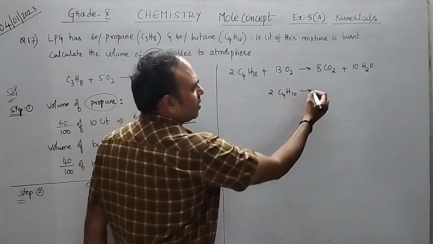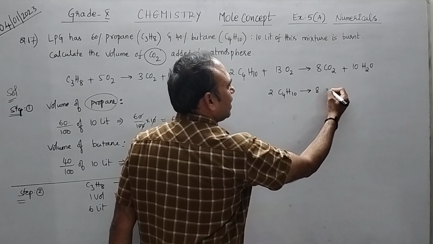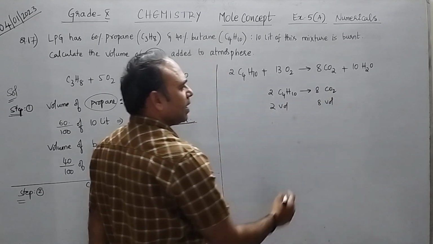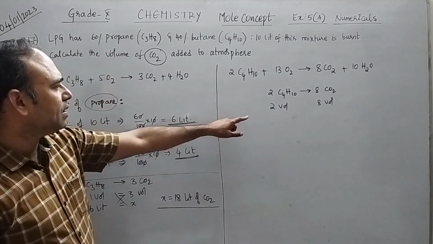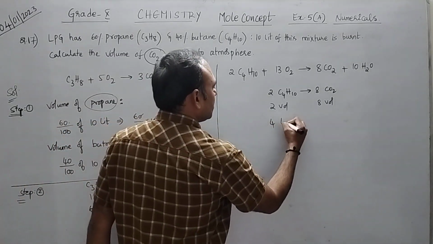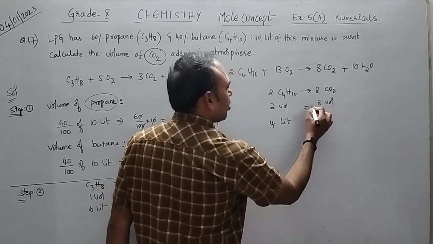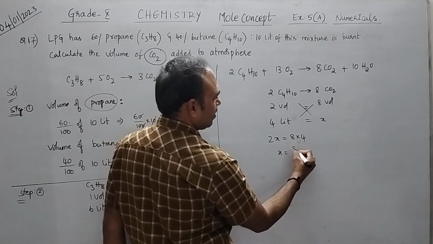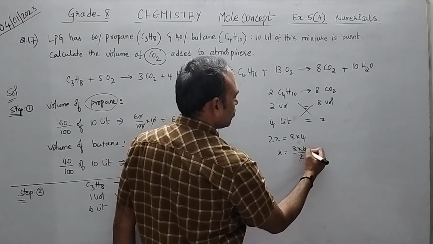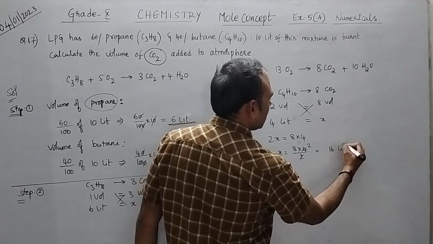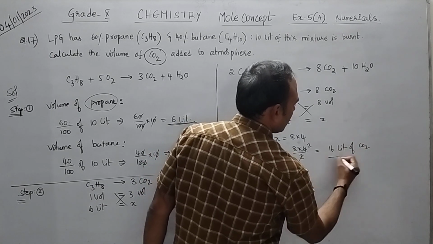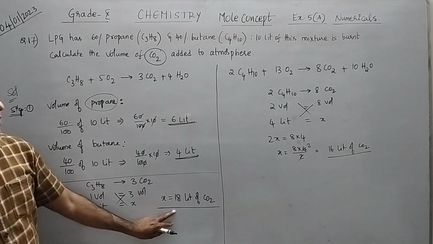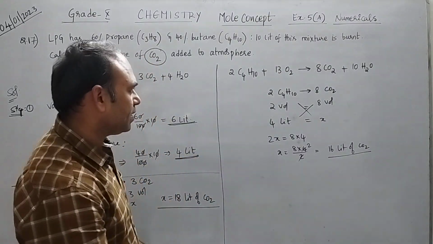Now coming to the second point, 2 volume of butane gives us 8 volume of CO2. So we can write like this. 2 volume gives 8 volumes of CO2. Now what is the quantity here? It is mentioned that 4 liters. Let us take it as x. On cross multiplication, 2x is equal to 8 into 4. x is equal to 8 into 4 by 2, nothing but 16 liters of CO2. Hope you have understood this. Very simple. In the first case, 18 liters is liberated. In the second case, 16 liters is liberated.